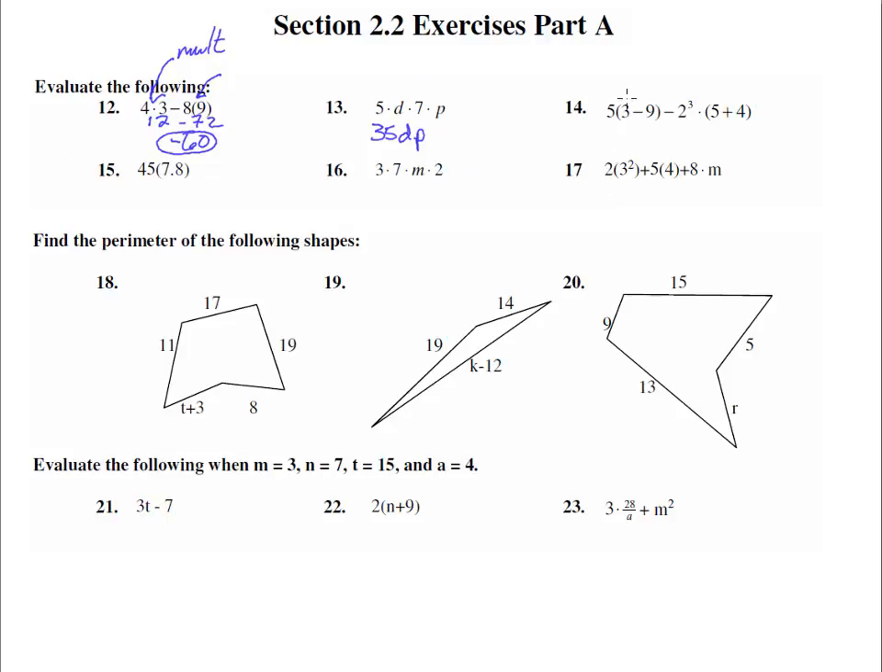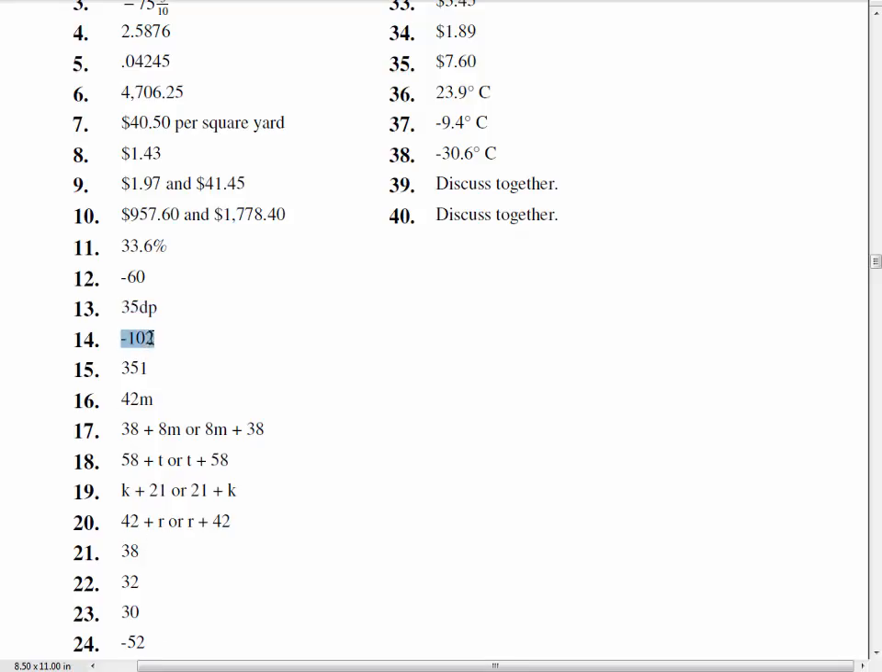Number 14, 5 times 3 minus 9 in parentheses, so that's 5 times a negative 6, minus, get the exponents taken care of in order of operations, 8 times 5 plus 4 in parentheses is 9. So this is negative 30 minus 72. So again, do the two multiplications separately first. Negative 30 minus 72, those are both in the negative direction, so we will be adding them to get 102. Excellent. Let's double check our answer. And we get negative 102.